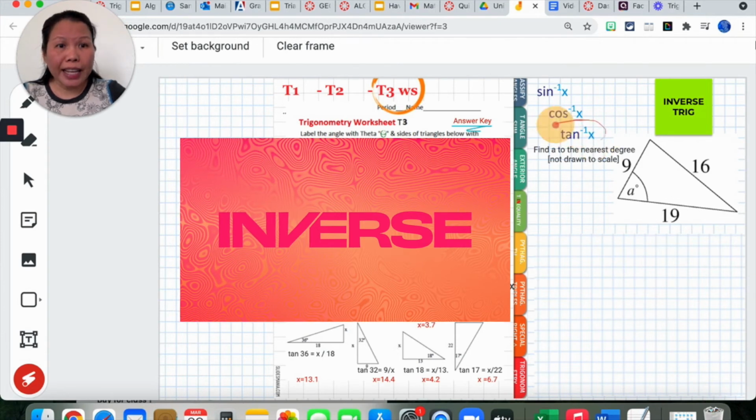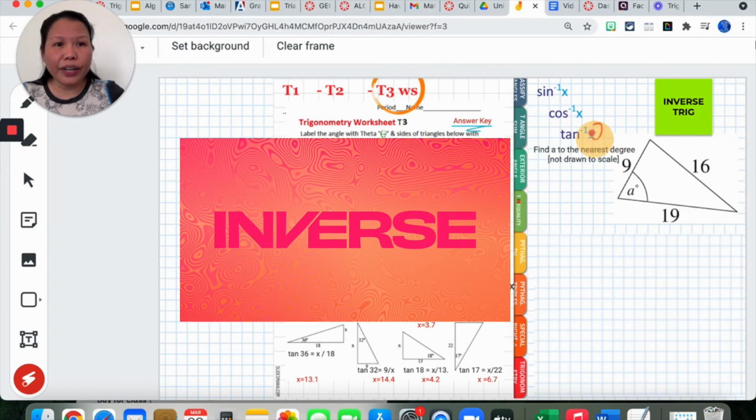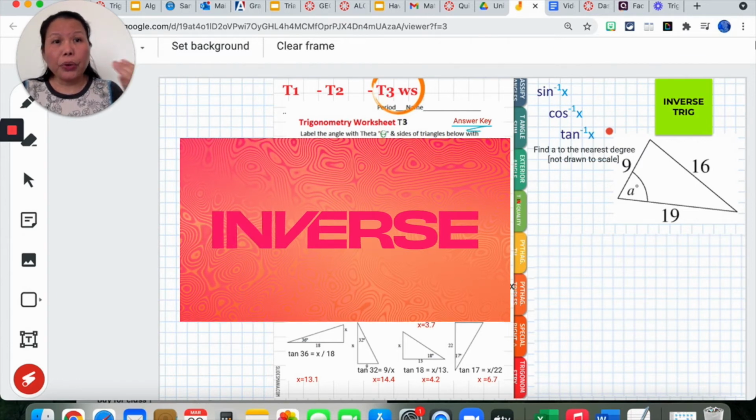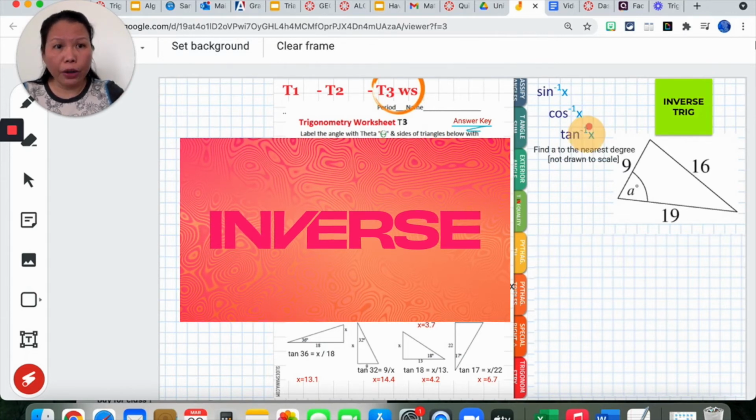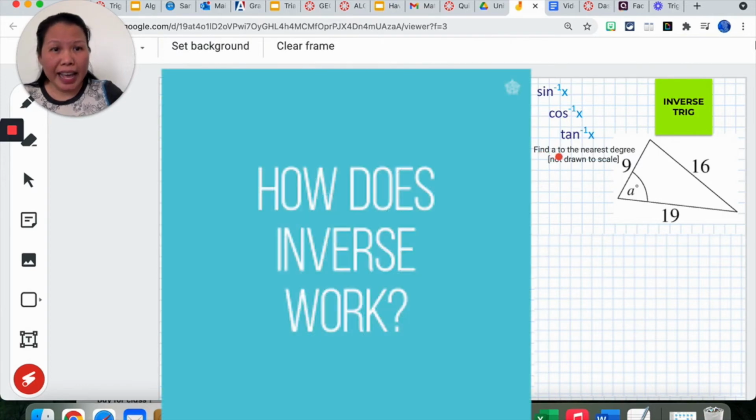Tangent, the inverse of tangent with the negative one. It's not an exponent by the way, it's just a symbol to tell you the inverse of tangent. And the x here is like the angle theta. It can be replaced by any letters, or it can even be replaced by the measure of the angle itself. So we're looking for the angle, and that's why the angle theta is now called x, because usually we're looking for x. The angle is actually angle A, and to write this correctly, let's go ahead and start with the question first. Find A to the nearest degree, not drawn to scale.